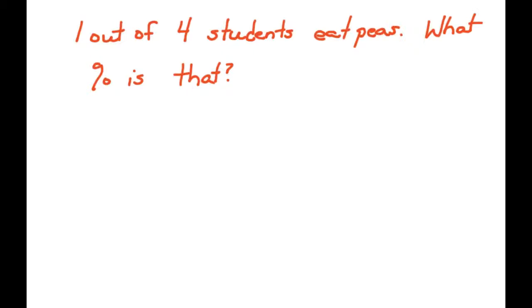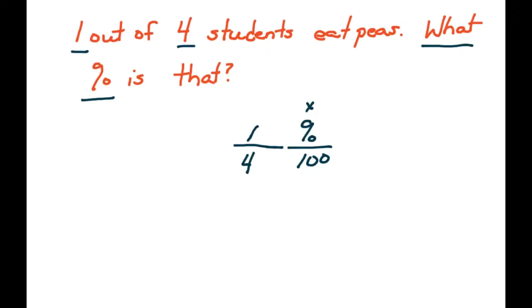So let's underline what we do know. What percent? We need to know what that is. So let's set that side up. We've got percent over 100. So that's going to be our x. Now this time, we don't know the is and the of. We know 1 and 4. So think about what's the partial number of students and what's the whole number we're talking about. Well, the partial number is 1. That's the ones that like peas. And 4 is our whole.